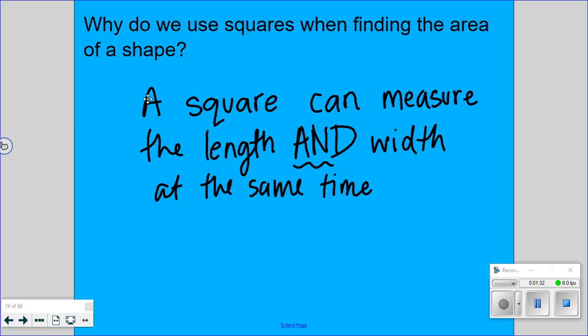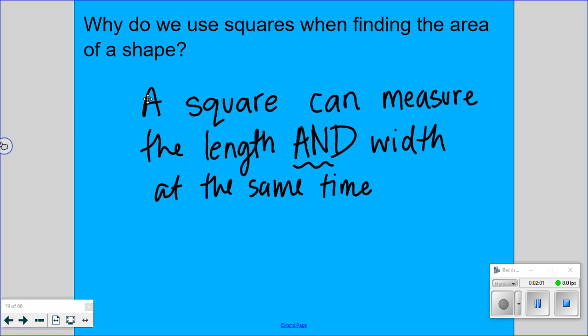If I said, find the area of your desk using our square tiles, do you think you could do it? Yeah, I think you could. It would take a lot of square tiles, but I think you could do it. We need to know the whole inside of that shape using something that's measuring length and width at the same time.